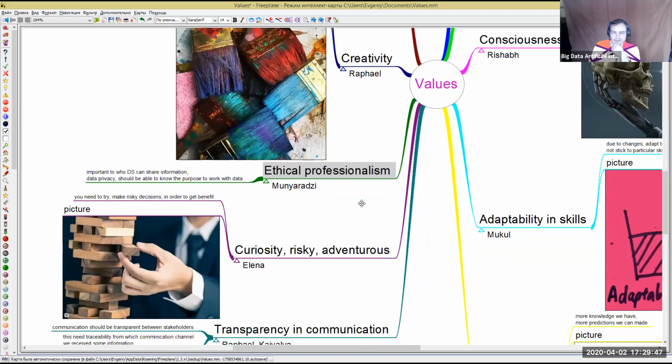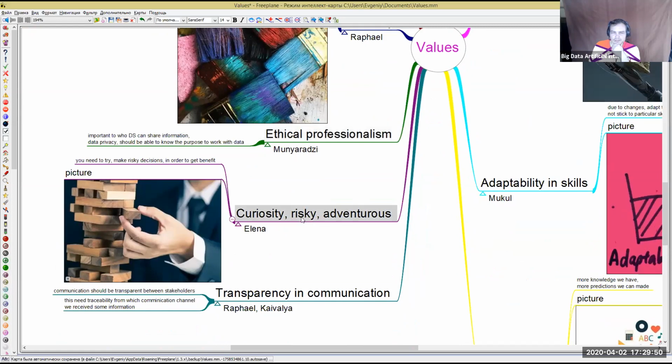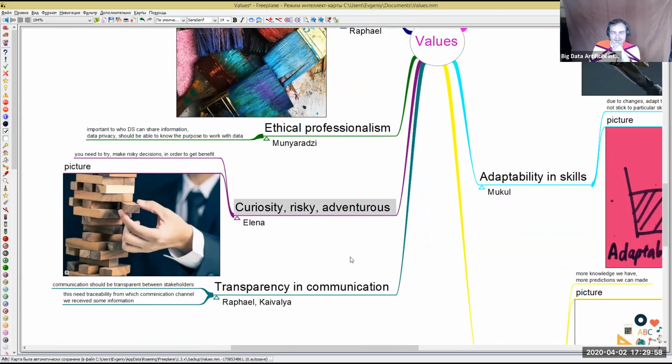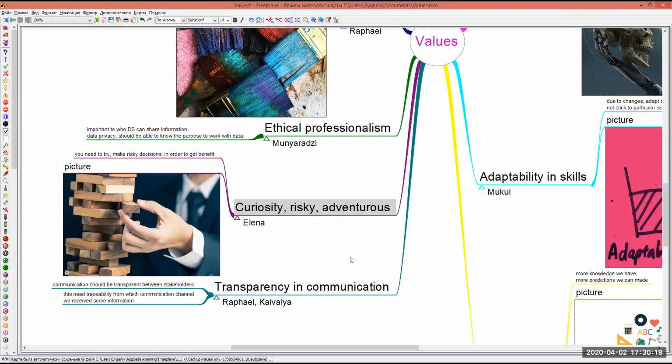But you may be a person who is quite risky, and you have curiosity, and you decided to take a small piece of data in order to build such a depersonalization procedure. So that also, understand? We still need a piece of data. Is it ethically professional, Muniraji?